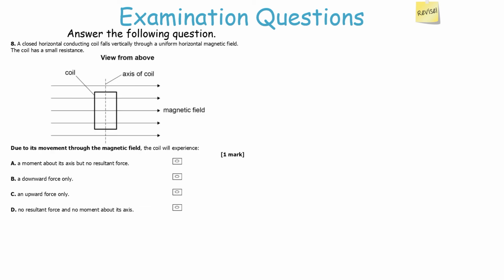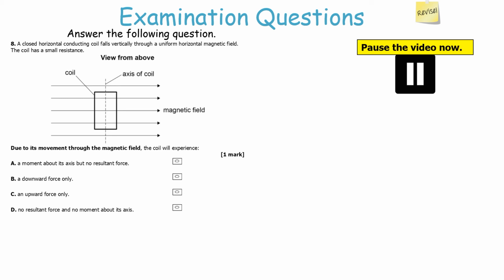Next question. A closed horizontal conducting coil falls vertically through a horizontal magnetic field. The coil has a small resistance. Due to its movement through the magnetic field, the coil will experience what? So, pause the video now, then unpause the video when you want to go through your answers. So, how would you answer this question?